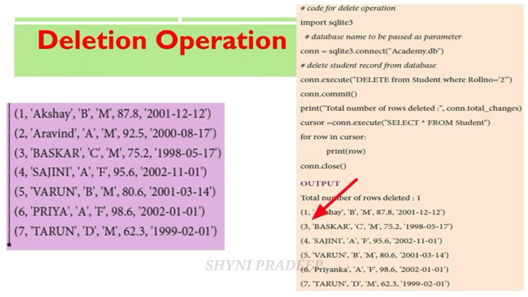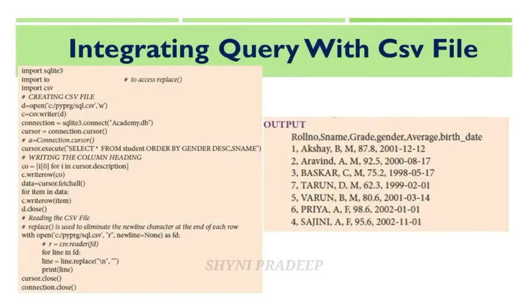Okay. Next topic is integrating query with the CSV file. You can even store the query result in a CSV file. This will be useful to display the query output in a tabular format. See this example. In this example, a Python script is used to sort the table gender-wise in descending order and then arrange the records alphabetically. The output of this query will be written in a CSV file called sql.csv, and again the content is read from the CSV file and the result is displayed.